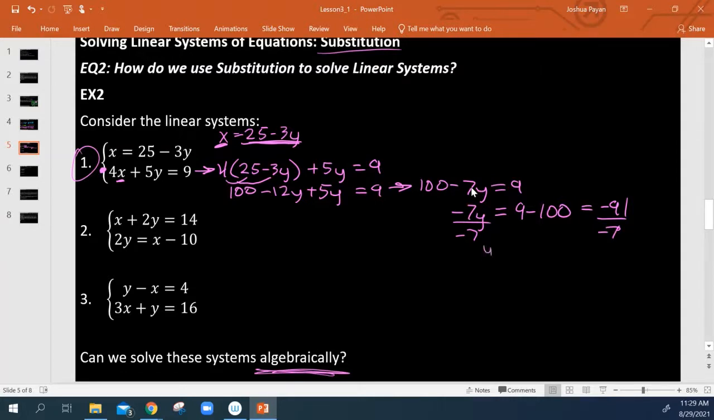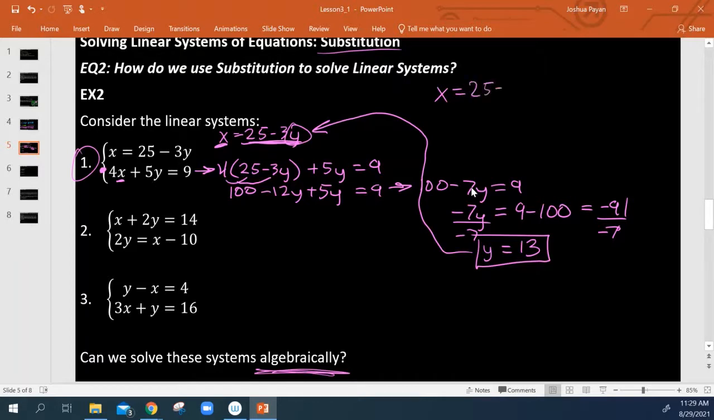Okay, and we get that y is equal to positive 13. So we know what y is now. So I can take this y and plug it in over here for this y to find x. So x is equal to 25 minus 3 times y. Whoops, I literally wrote y instead of what it was. Okay, so that's going to be equal to 25 minus 39, right?